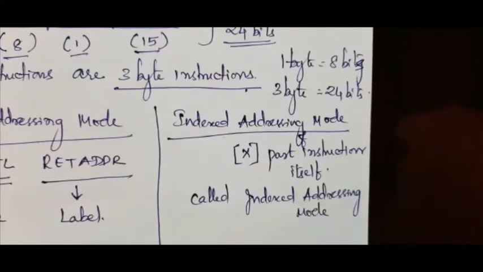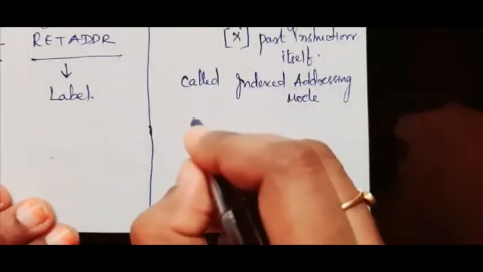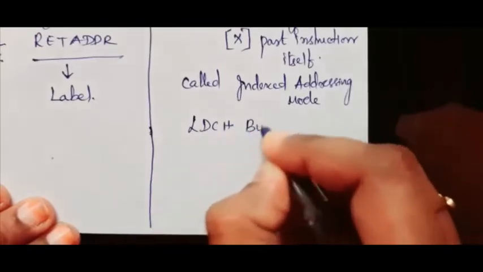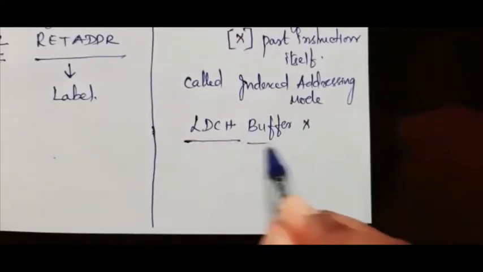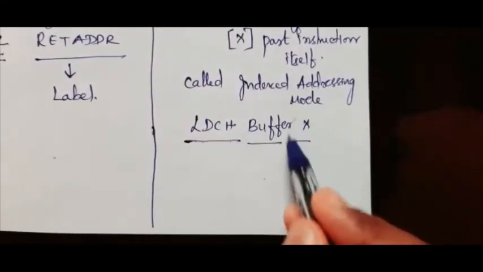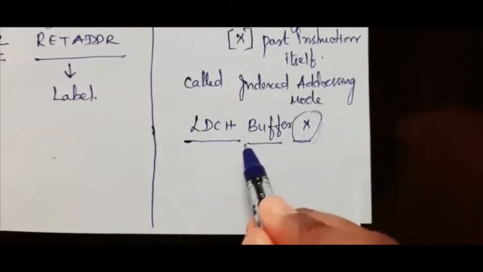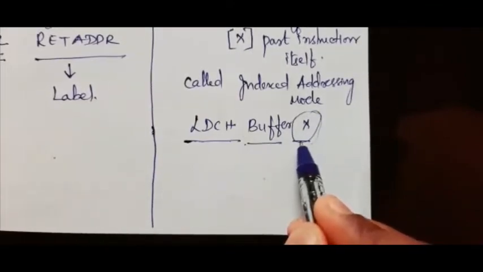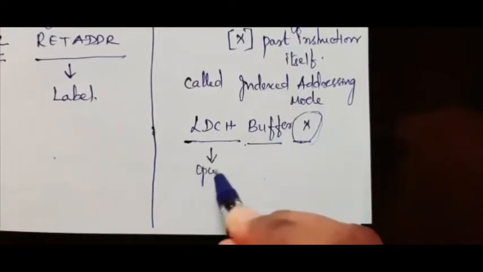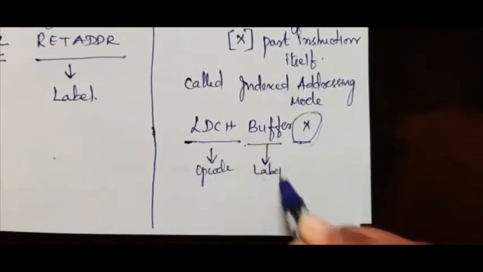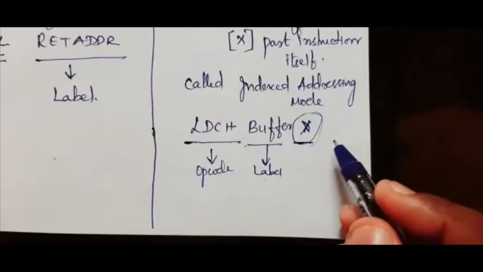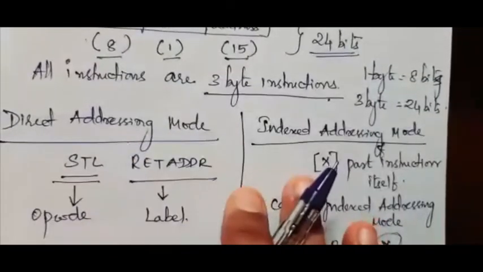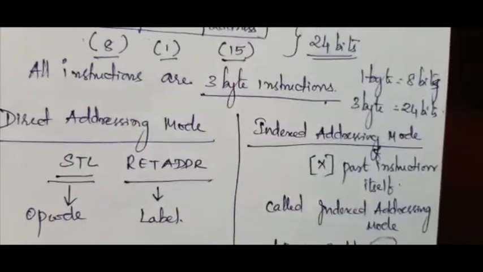For example, we say LDCH buffer X. So X is a part of the instruction. We say this is an index addressing mode. This is an opcode, a label, and X. X identifies what? Index addressing mode. So these are the two addressing modes supported by the SIC assembler.